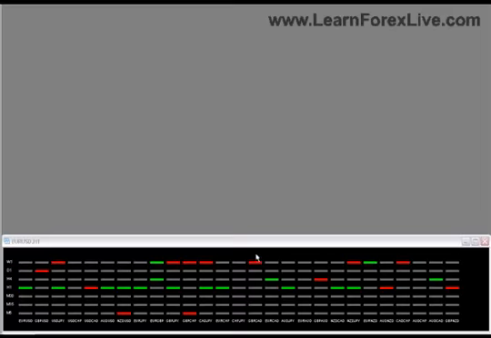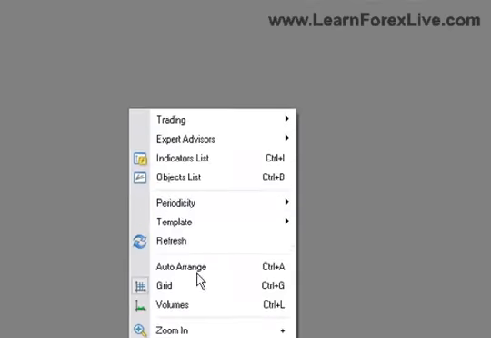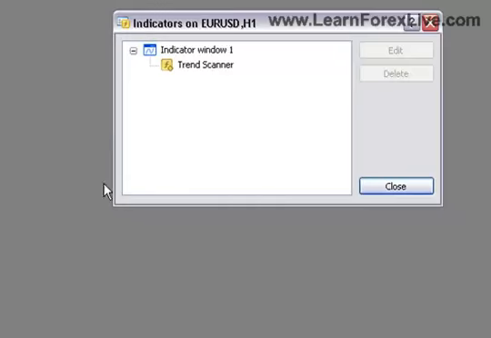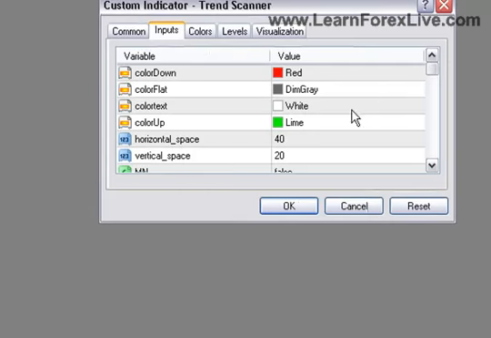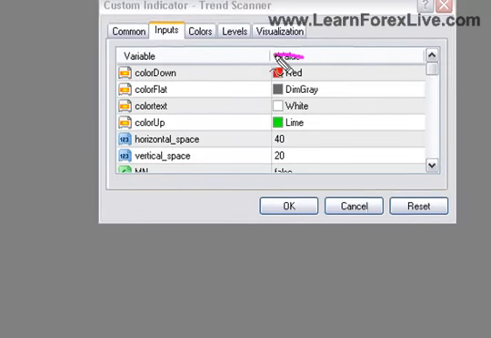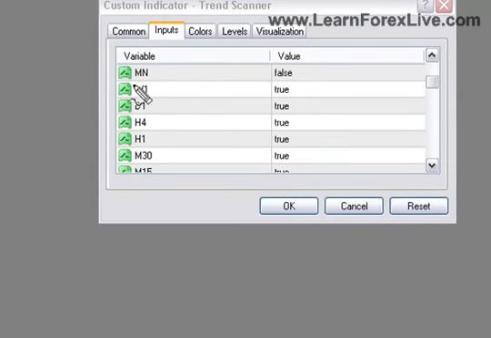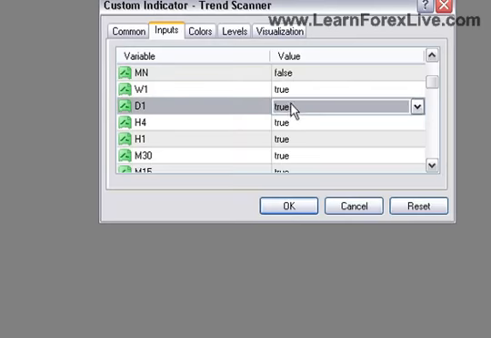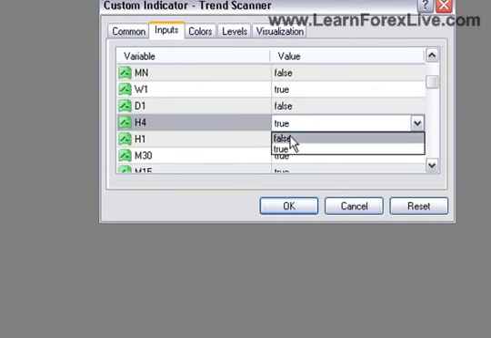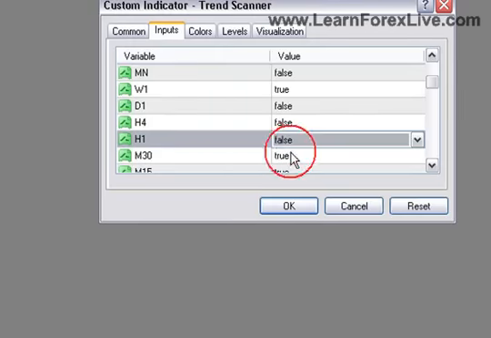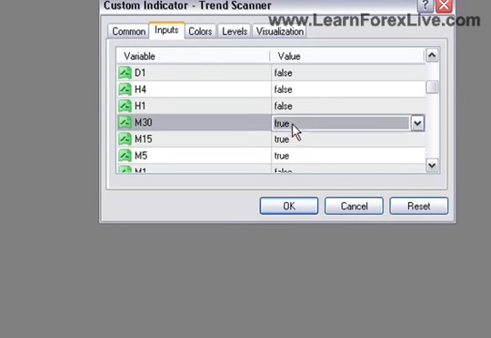Now, this indicator can actually be customized as you wish. If you click on indicator list, the trend scanner indicator, and you click on edit. Well, obviously you can modify the colors, okay, to your choice. You can also edit the time frames you are interested in. For example, if you only want the trend scanner indicator to signal trends on the weekly time frame, you simply click all the other time frames to false. Okay, they are set to true by default.